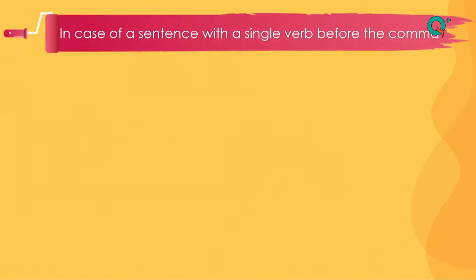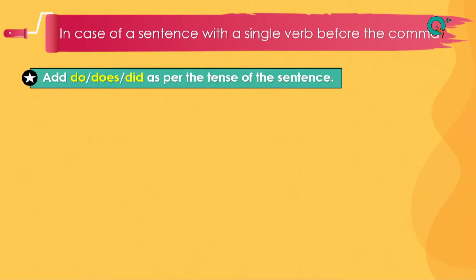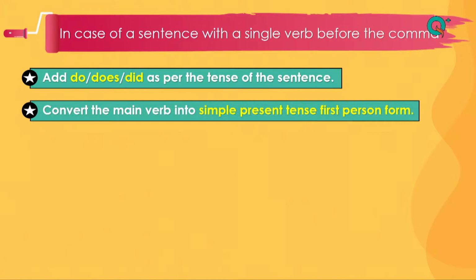Now, in case of a sentence with a single verb before the comma, add do, does or did as per the tense of the sentence. Now what does this mean? Convert the main verb into simple present tense first person form. Both of these instructions, we will now see how to use them.